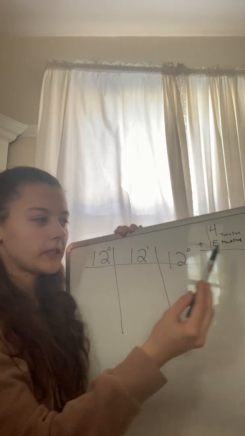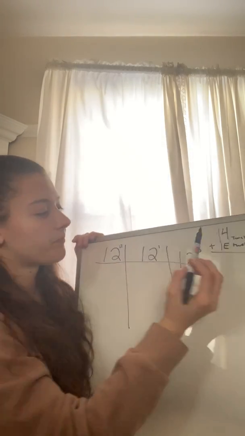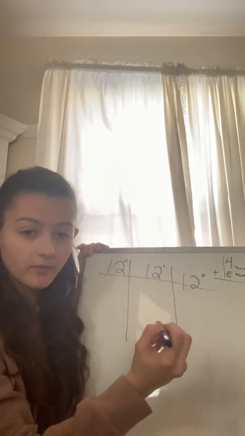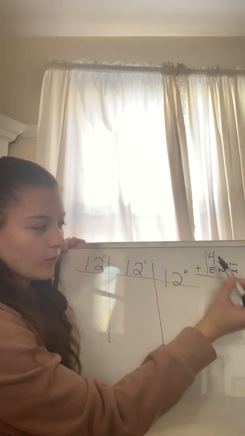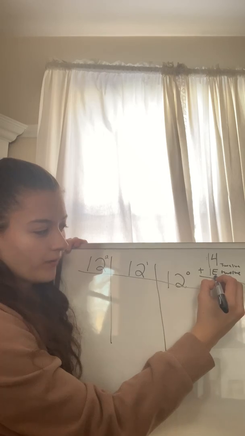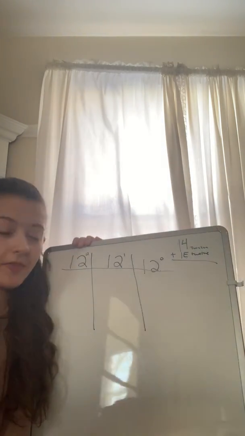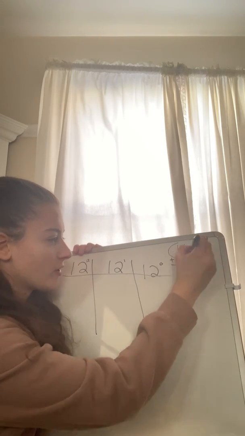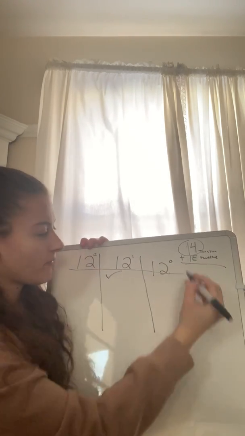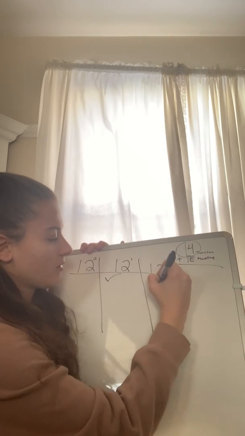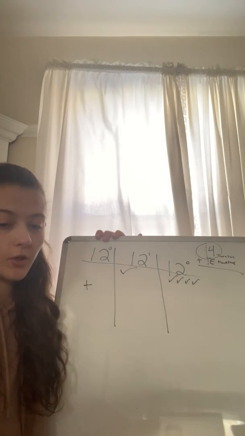So we have 14, not 14, that's not a thing. 1, 4, base 12, plus 1, 8, base 12. So right here there's one group of 12 and 4 ones, one group of 12 and 8 ones. So we represent this by showing the first number on top: 1 group of 12, and then 1, 2, 3, 4 ones, plus, we're gonna show that.